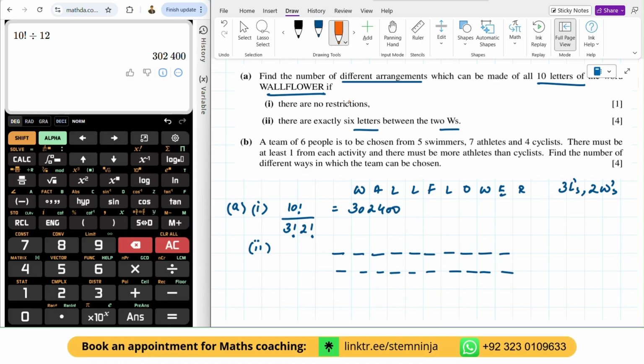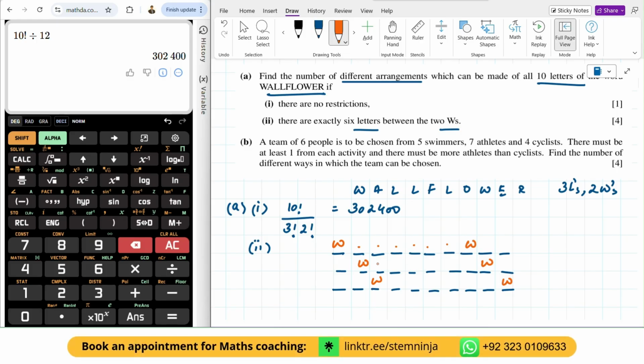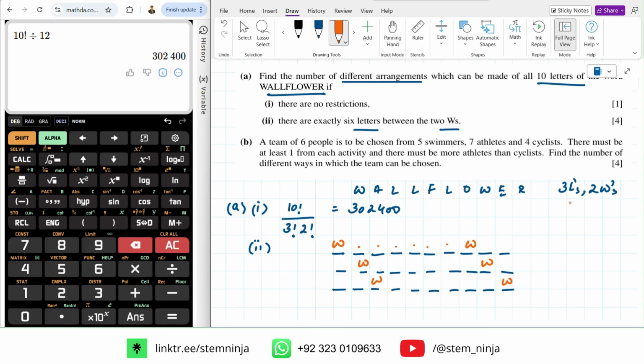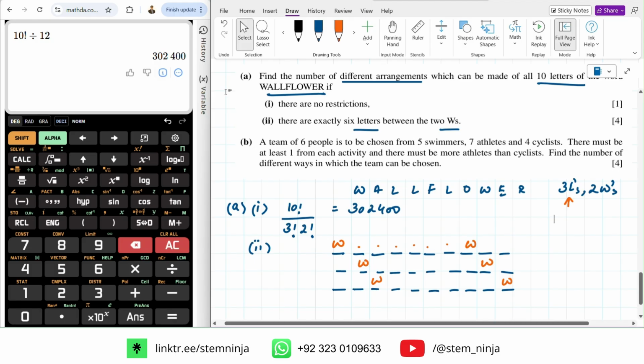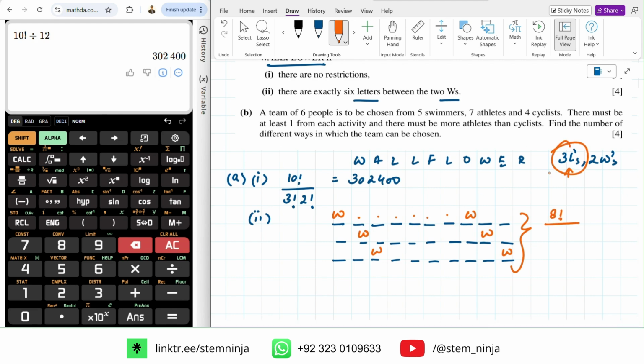So one possibility is that they are over here. So there are 6 letters, 1, 2, 3, 4, 5, 6. Then we can have it over here. And there's going to be one more possibility for placement, where the W's are arranged like this. So for the rest of the letters, we only have to be concerned about these 3's. The rest of it all is identical. So 2 are already placed, so there will be 8 remaining, and with 3 L's, 3 factorial, and there are 3 choices.